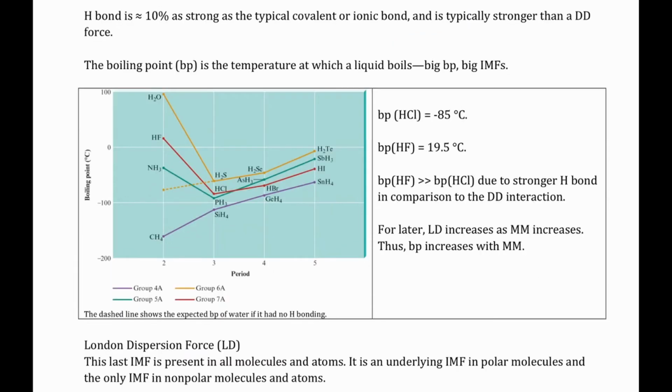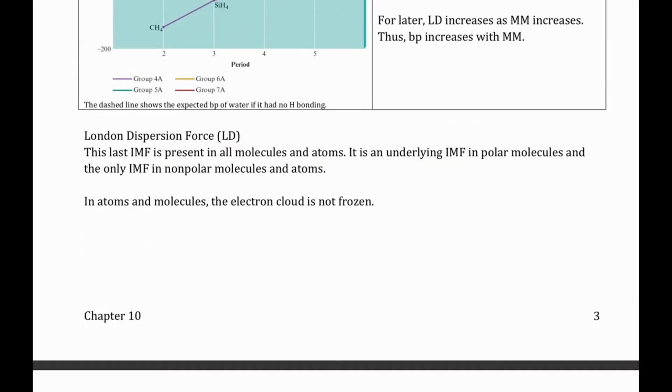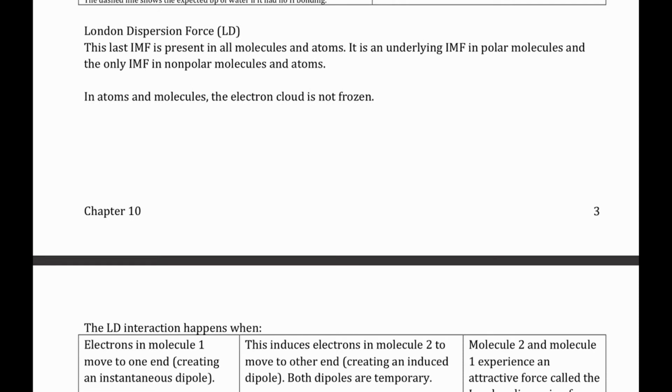Alrighty, so going on, we have our third IMF, which is called the London dispersion force, LD. This last IMF is present in all molecules and atoms. It is an underlying IMF in polar molecules and the only IMF in nonpolar molecules and atoms. So if we have a nonpolar situation, then we have only the London dispersion force present.